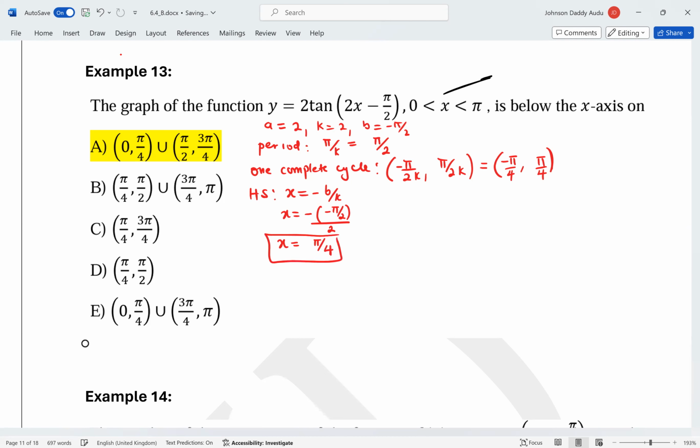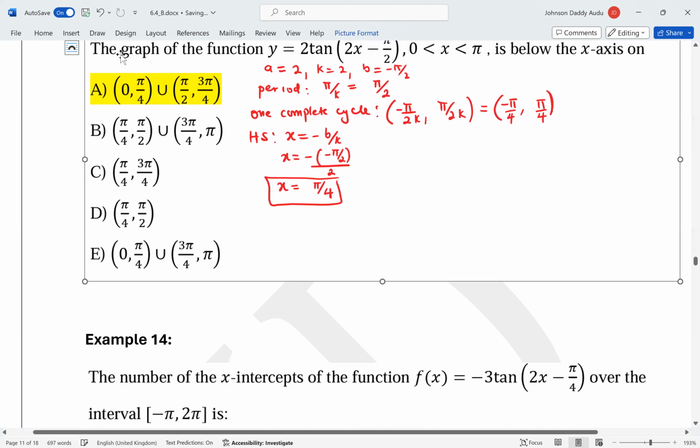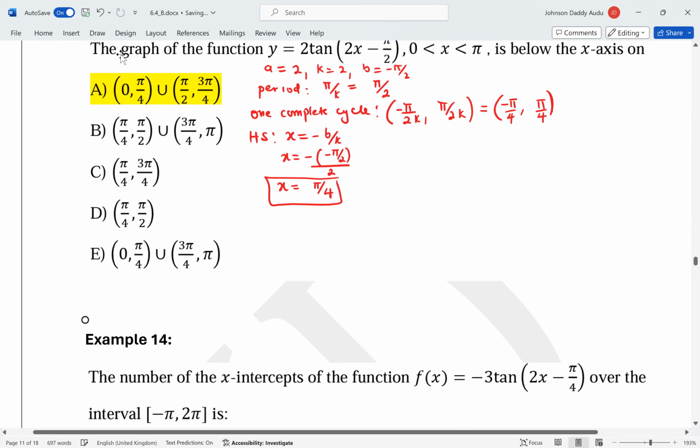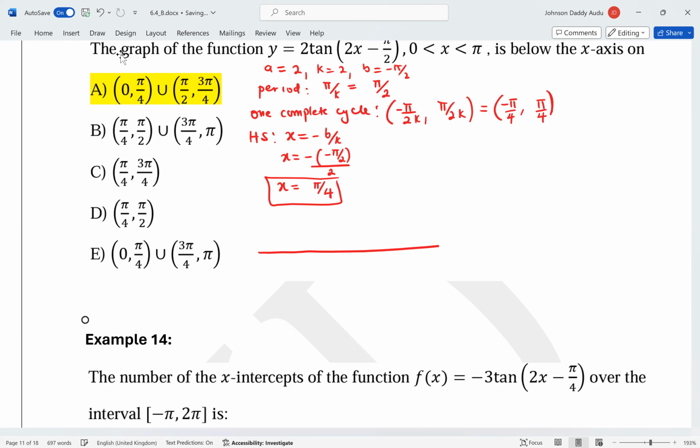Okay, so let's just discuss this one now. Originally we are supposed to start from where? Because this is a period, we're supposed to start from minus pi over 4 up to where? Up to pi over 4. This is what it should be. But if you look here now, we are adding what? We have to add pi over 4 to each of these intervals, right?